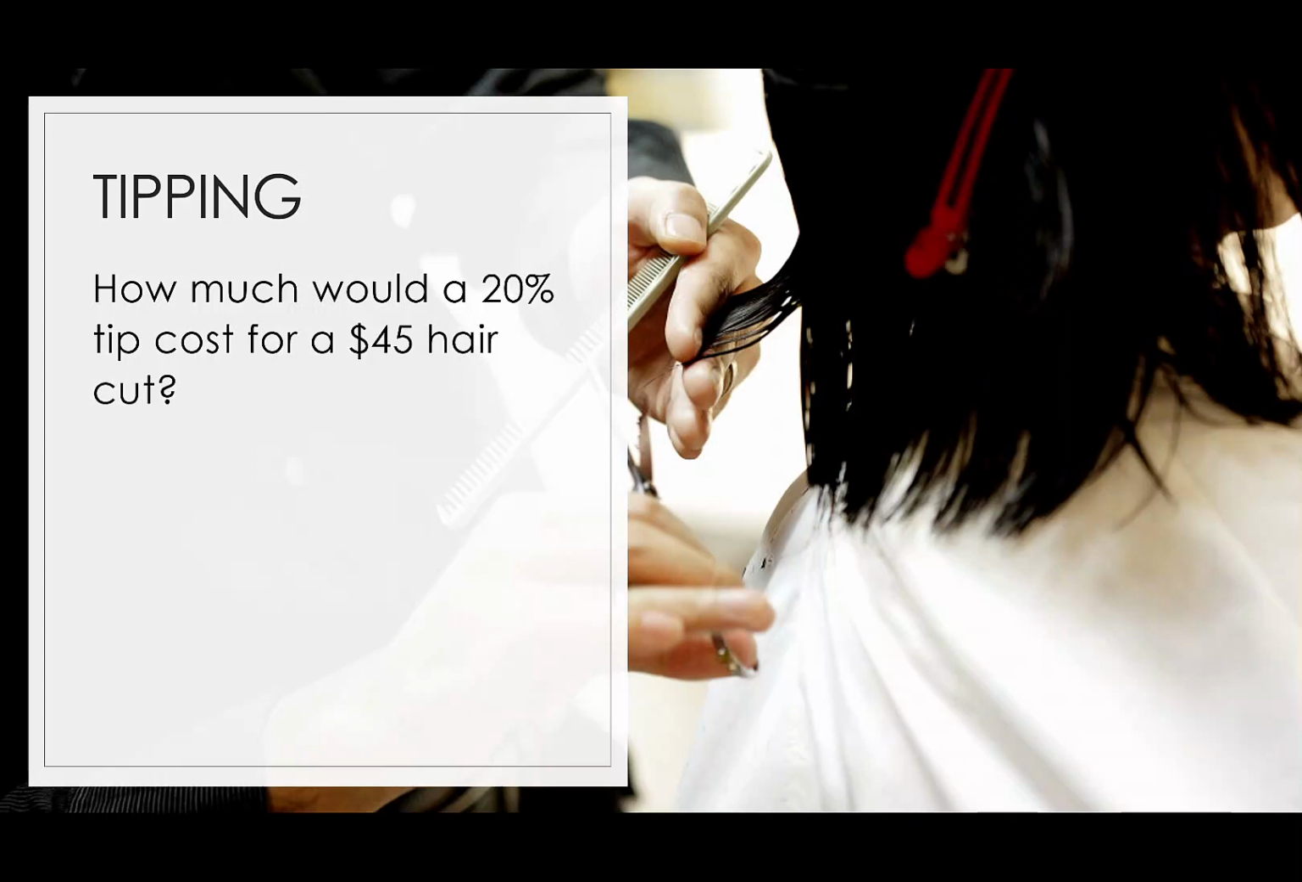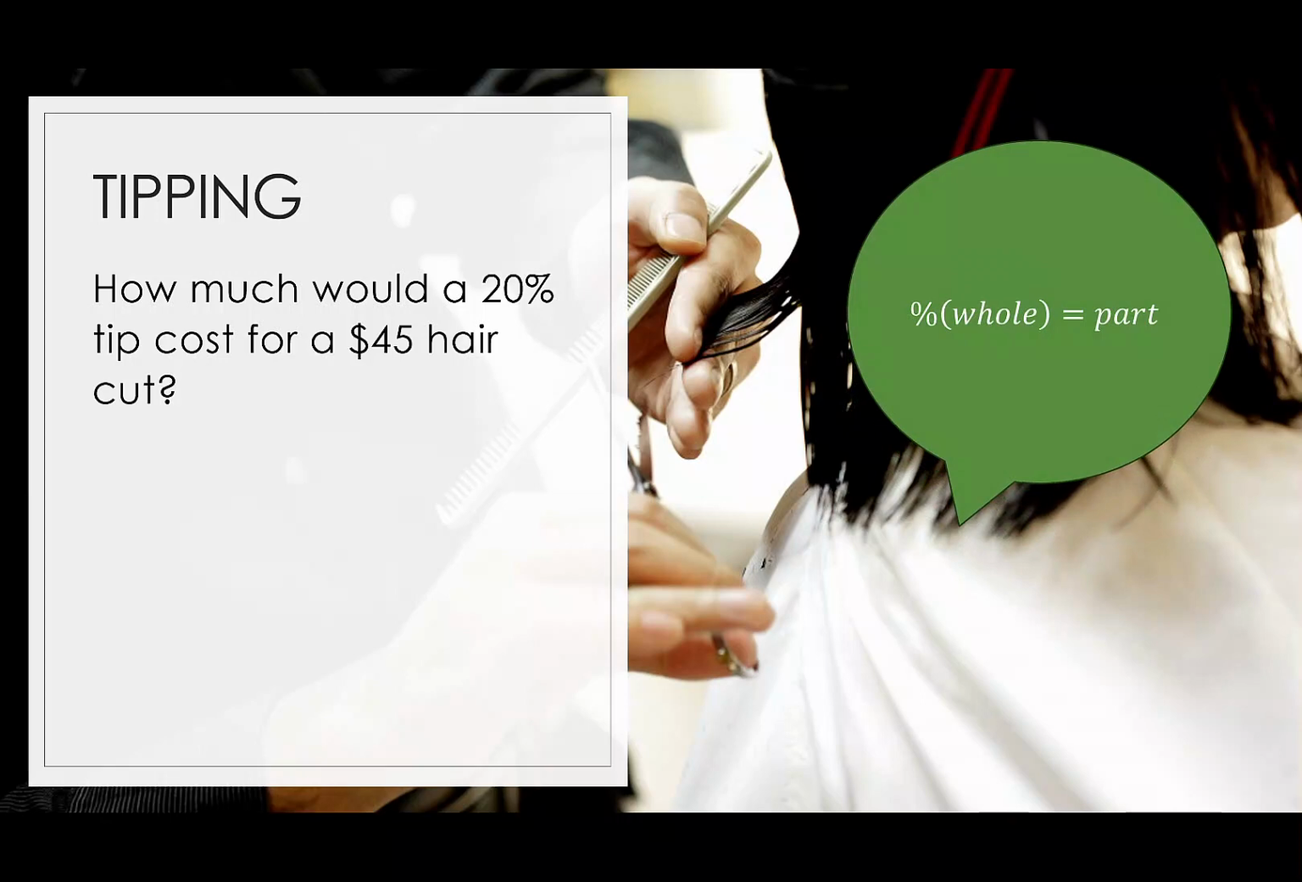Let's take a look at tipping. How much would a 20% tip cost for a $45 haircut? This time, we need to use the formula, the percent of the whole equals the part. Our percent is 20%, our whole is 45, then our part will be equal to the tip. We need to write 20% as a decimal, so we write 0.20. When we multiply by 45, we find out that our tip should be $9.